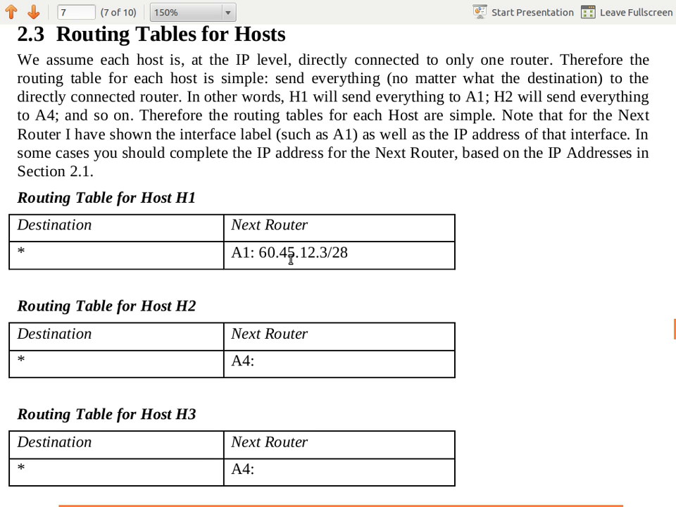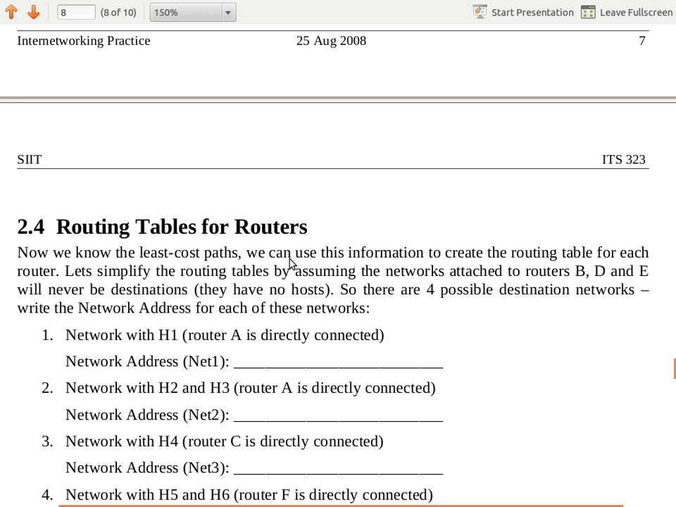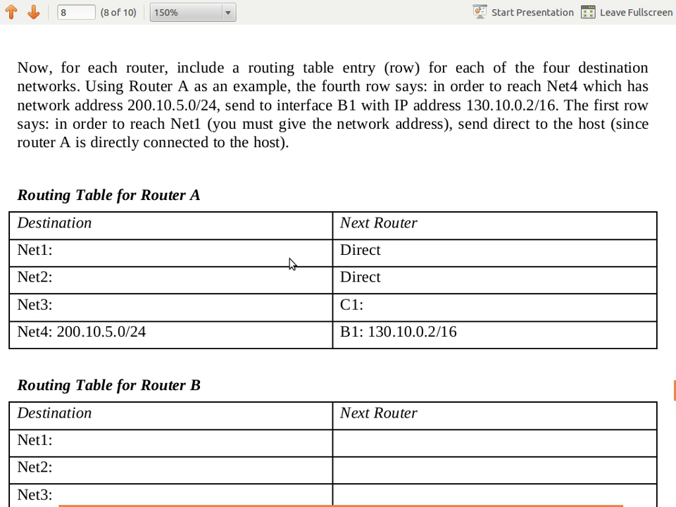Normally for hosts it's very simple, because normally a host just has one next router. There's no choice to make. But for routers it's more complex because we have multiple possible paths to take. And in this example question, we consider just 4 possible destinations, net 1 through to 4. In a larger network, there may be many possible destinations. And of course, our routing table may expand.